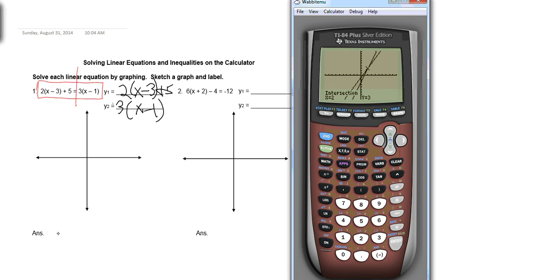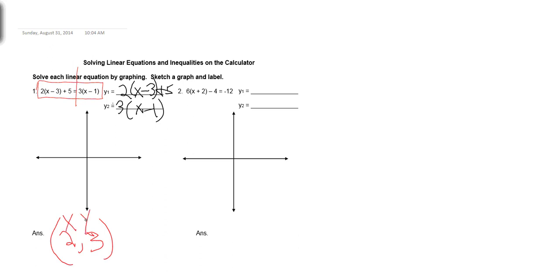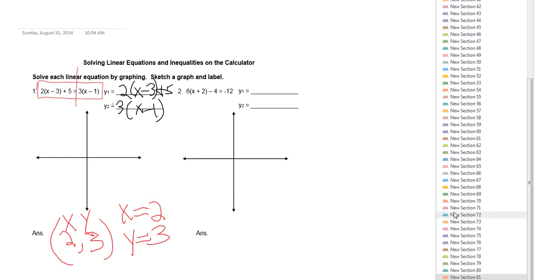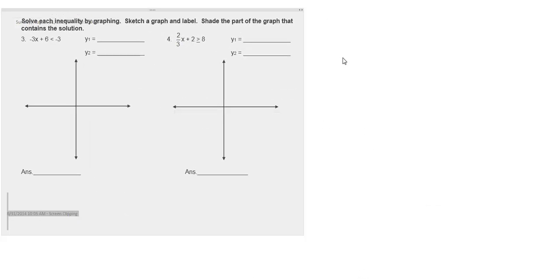So we'll just put that down. The intersection is at 2, 3. We can put it in an ordered pair, (2, 3), which is our x coordinate and our y coordinate, or you could certainly write x equals 2 and y equals 3, however you like. Alright, let's take a look at the next page, which is going to be inequalities, and we'll see if we can graph these using the same technique.